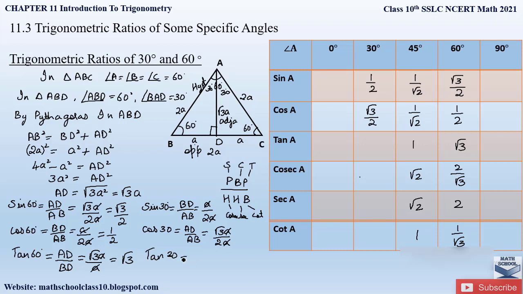Similarly, tan 30. So the trigonometric ratio for tan is given by perpendicular by base. So here our perpendicular is BD and base is AD. So BD value is A and AD value is root 3A. Again A and A will get cancelled and we will be left with 1 by root 3. So tan 30 is 1 by root 3.